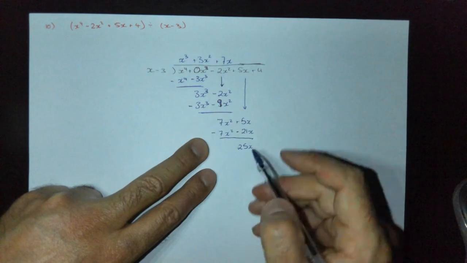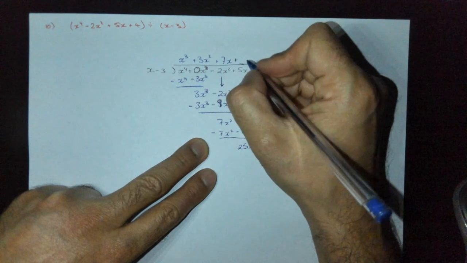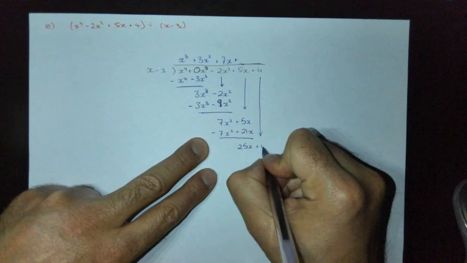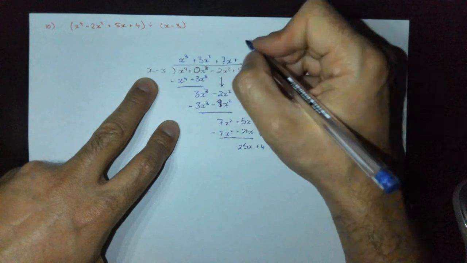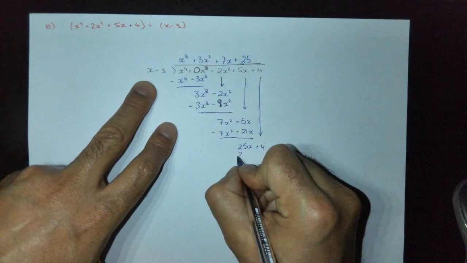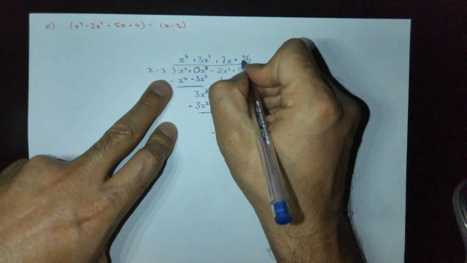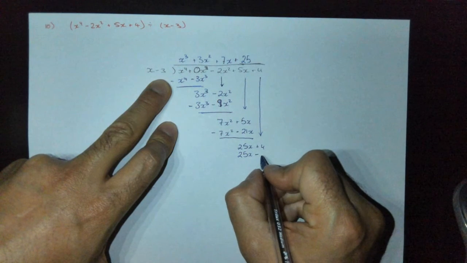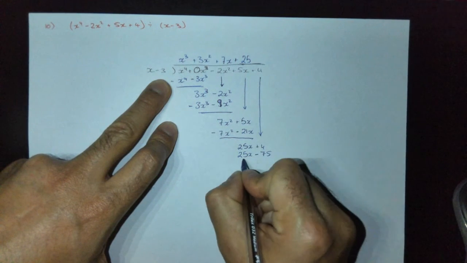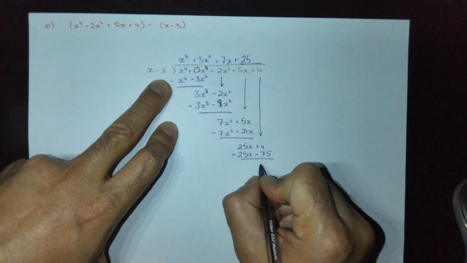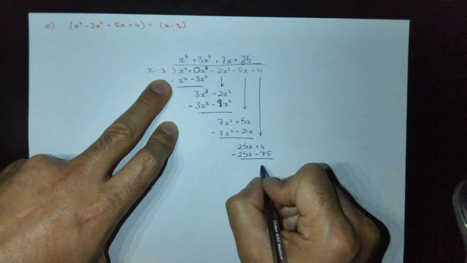Bring the 4 down as well. So x goes into 26x 26 times. 26 times negative 3 is negative 78. Minus those two together, we get 4 plus 78 is 82.